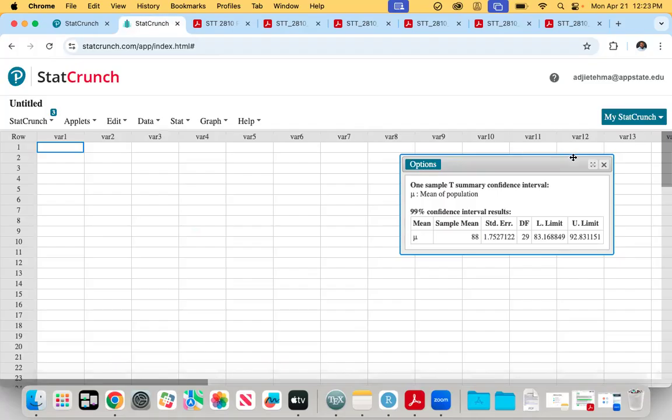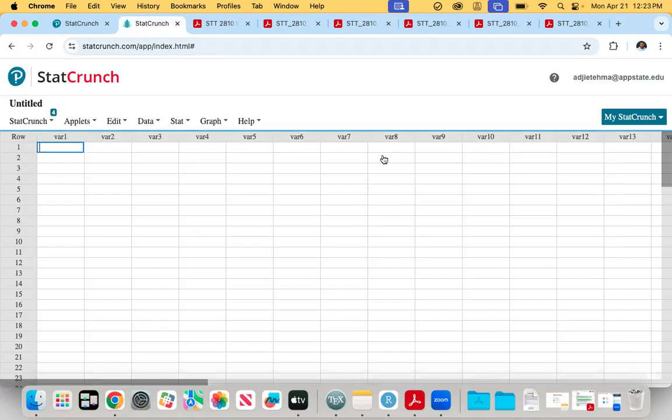So let's get to StatCrunch and then input the data. It doesn't matter how you input them. You have to input the data correctly. So I am doing mine. I do it column by column.